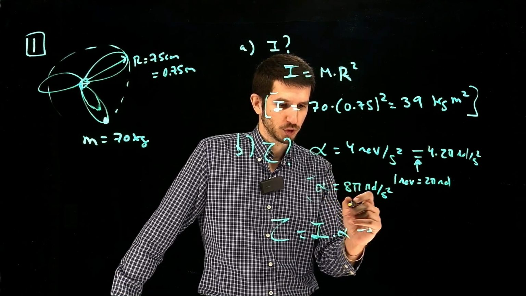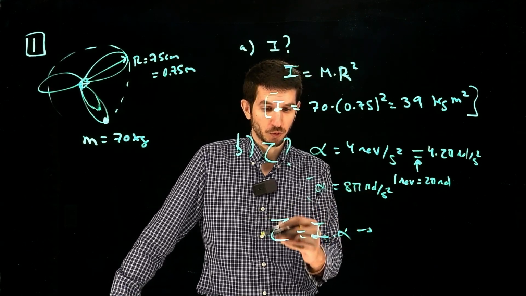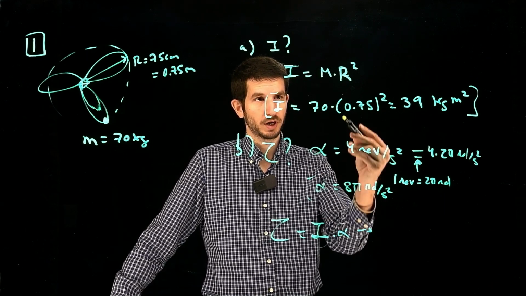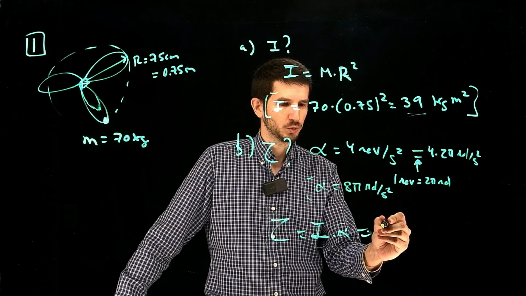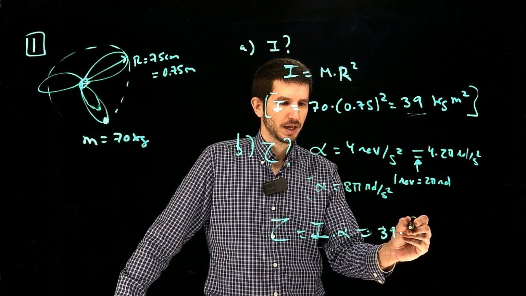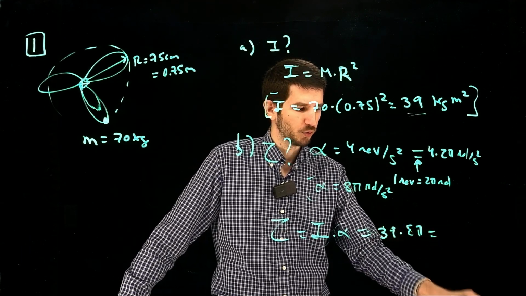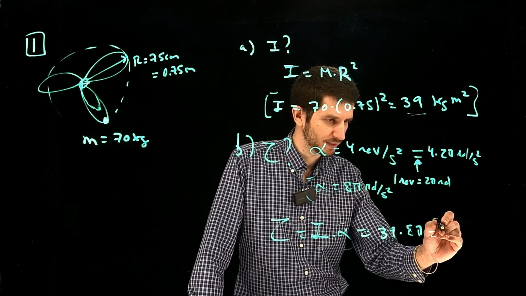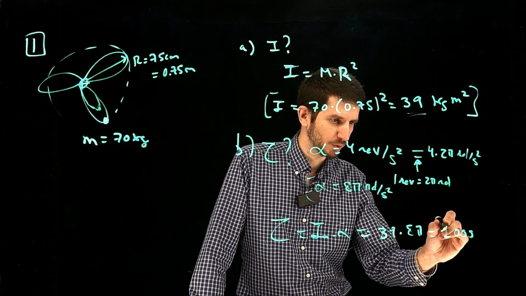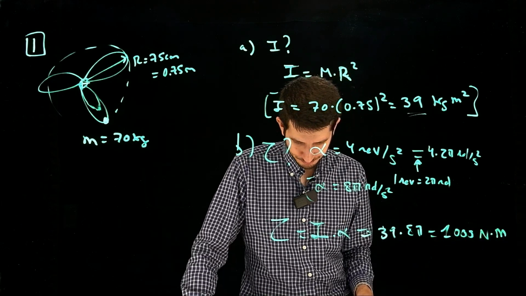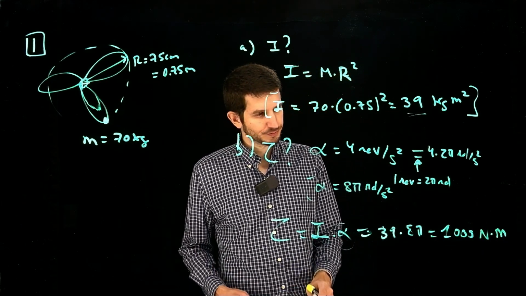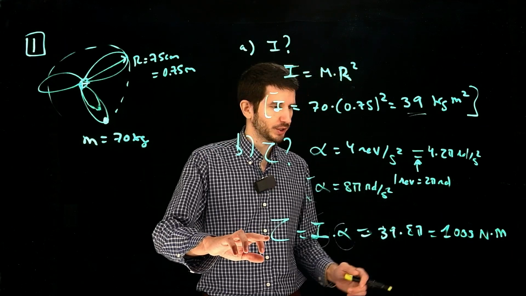Therefore, to produce that acceleration for this particular inertia we just found, we just need to multiply the numbers. So that's going to be equal to 39 times 8 pi. And if we do that, we're going to find that it's about 1,000 newtons per meter. So again, the torque is giving us newtons per meter.